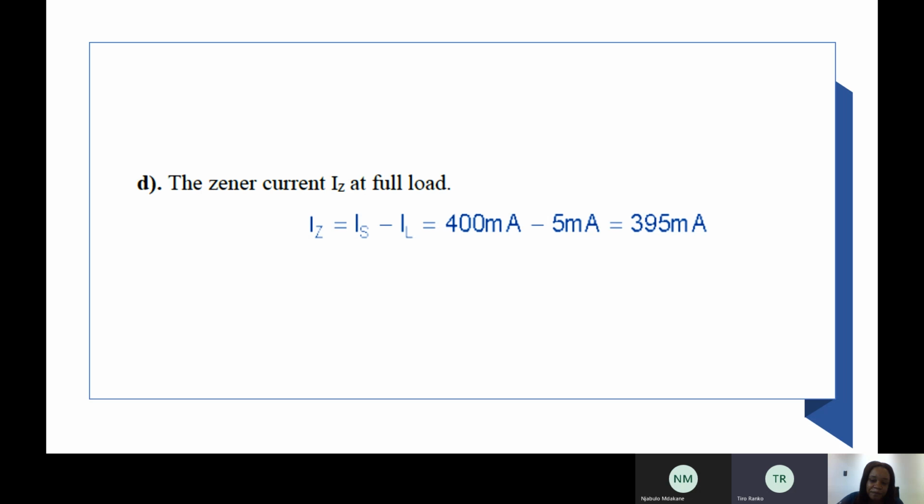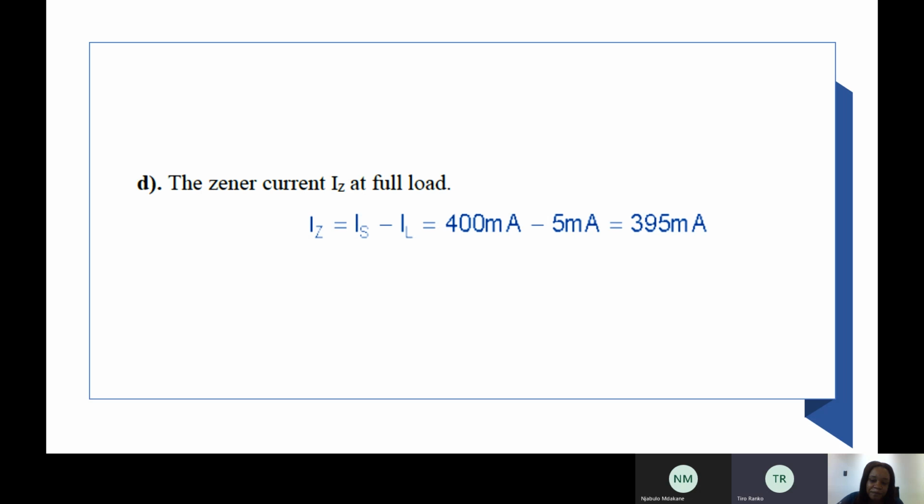Ma'am, doesn't it look similar to Kirchhoff's current law, when the total current flowing towards a junction equals the current moving away from that junction? Yes, it's the same. It's the same rule. They use that rule there.